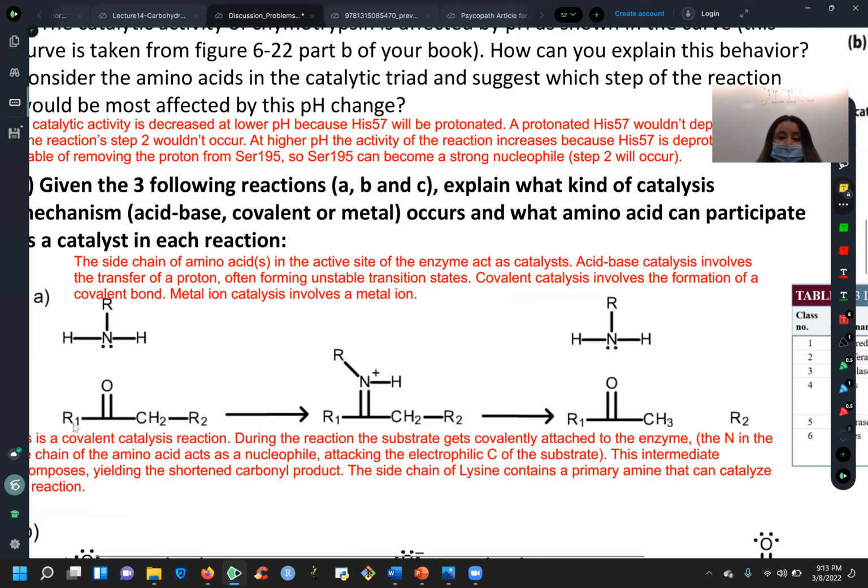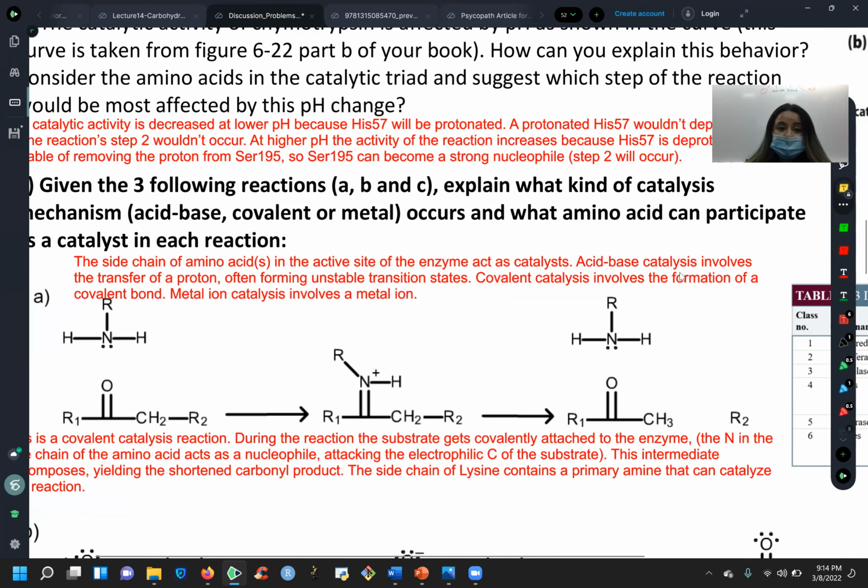And this one remained identical. The only thing that happened is that the R2 was removed, but there was an intermediate step. Okay, so now I'm going to explain the answer to you. The side chain of amino acids in the active site of the enzyme act as catalysts.